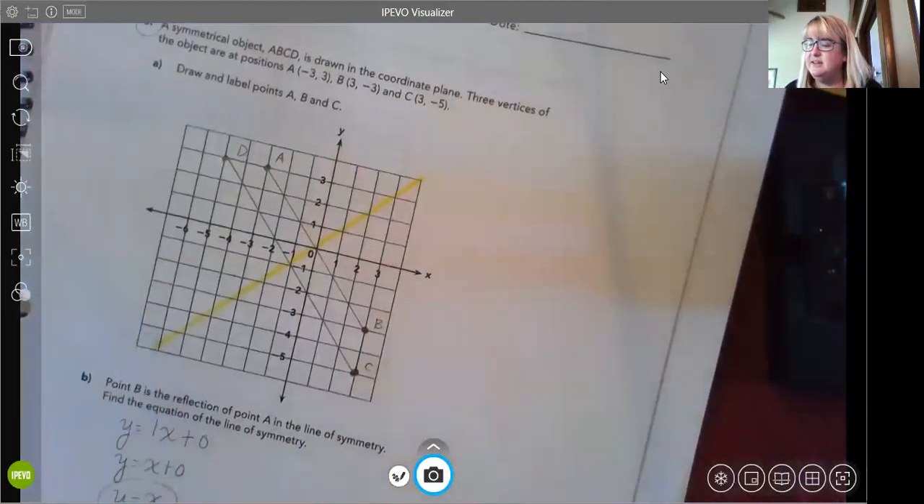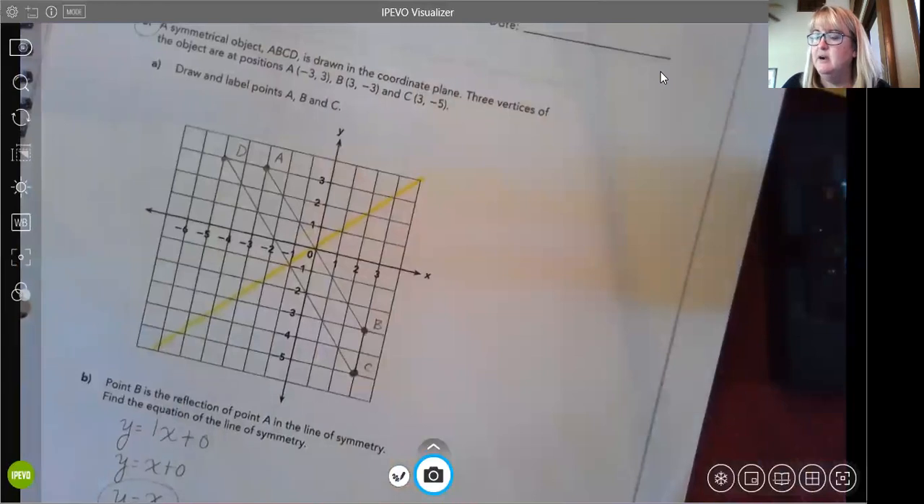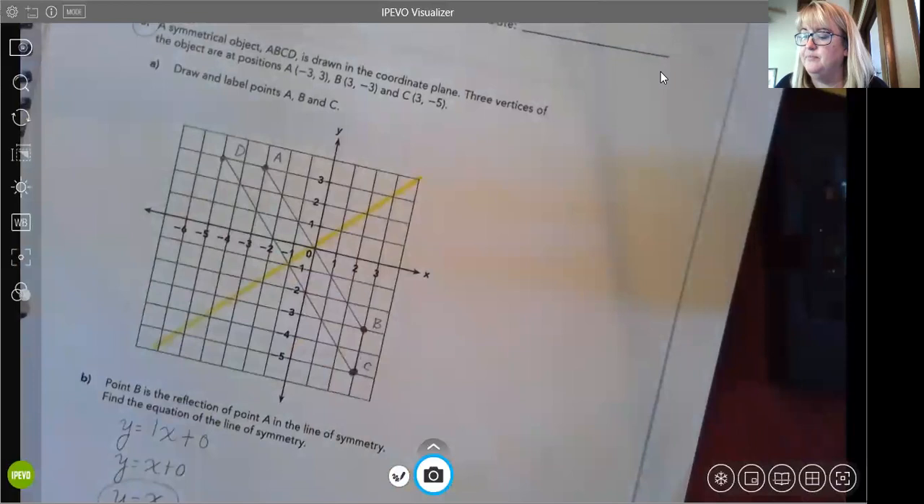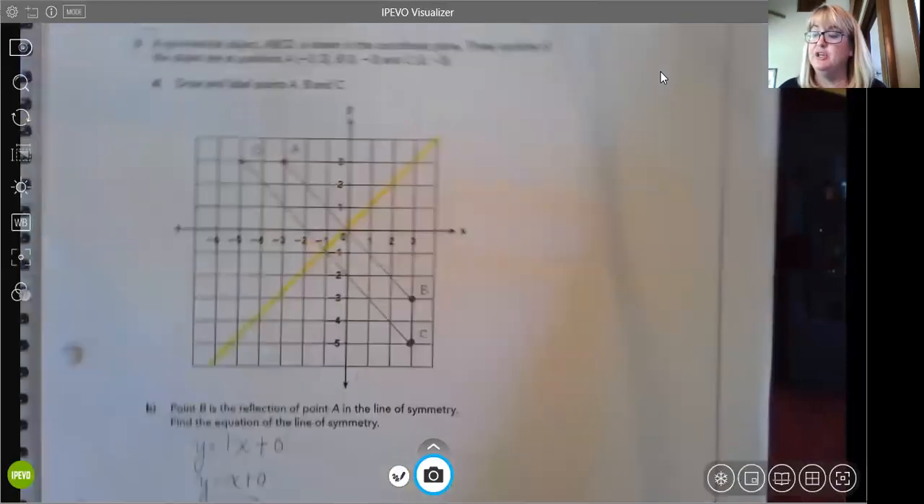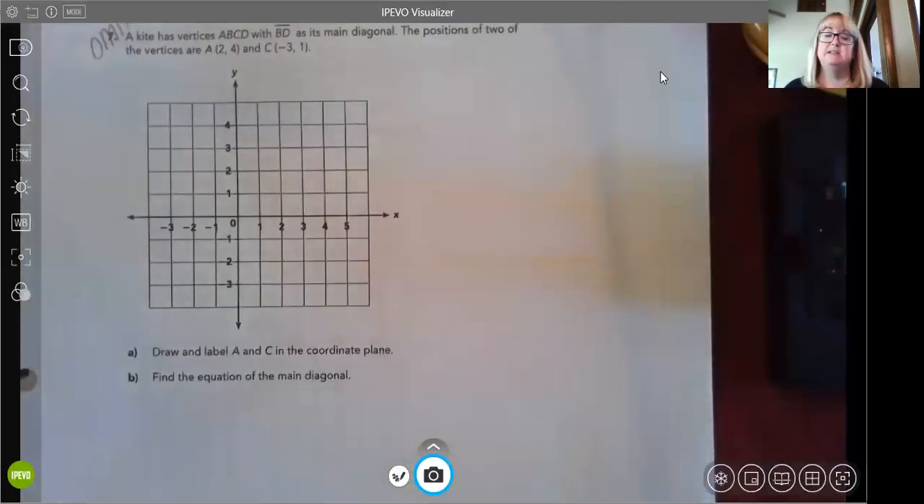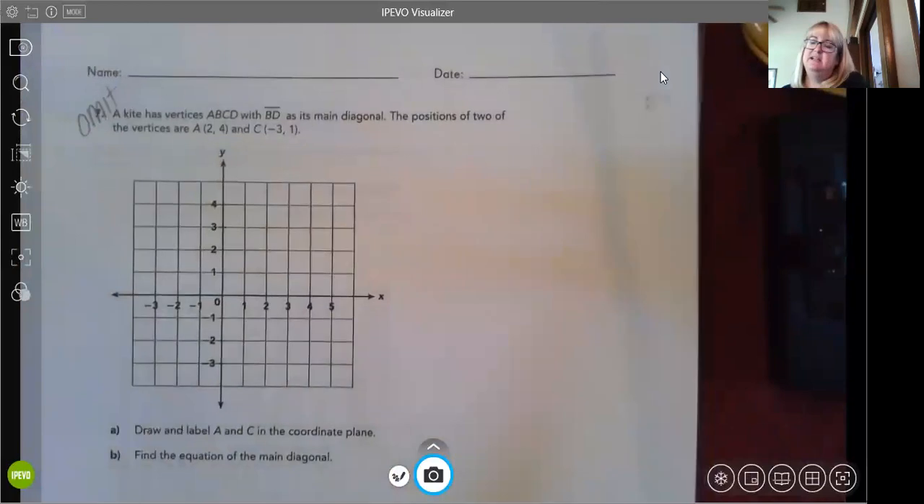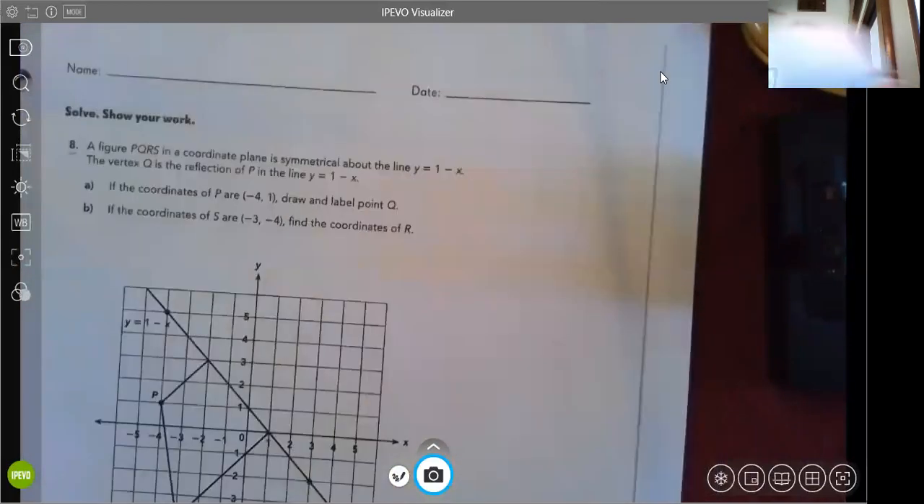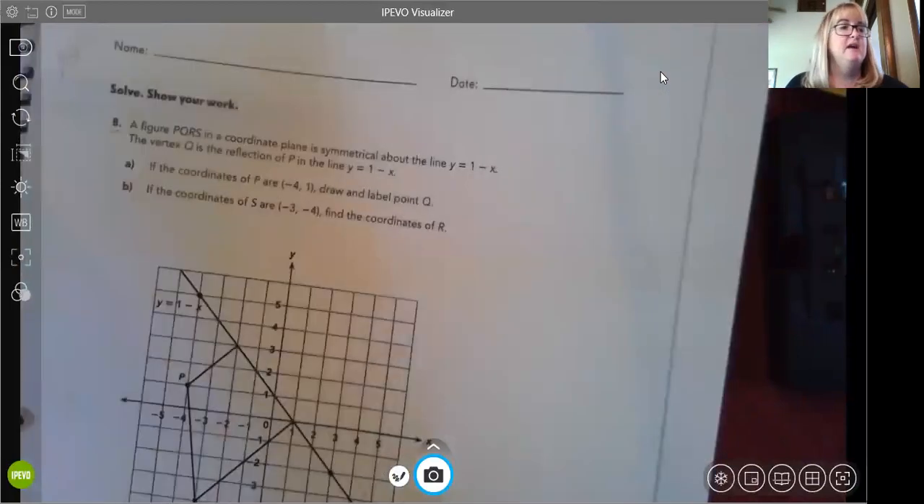Okay, so find the coordinates of point D, draw A, B, C, D. The coordinates of D are going to be negative 5 and 3. All right, that's why we did this one, because it was a little bit tricky finding D. All right, 7, guess what? We are omitting 7. It is a kite and there are a lot of constraints. We are just going to omit it.